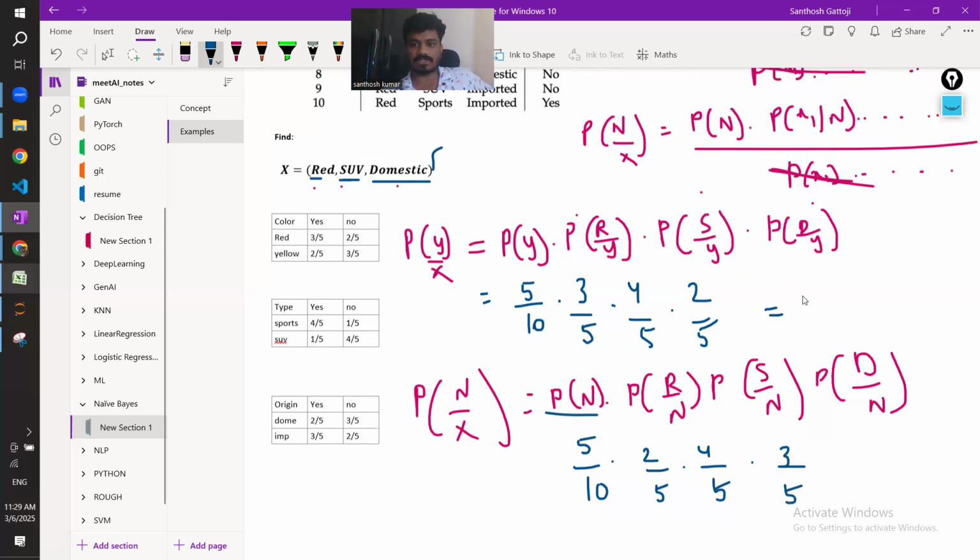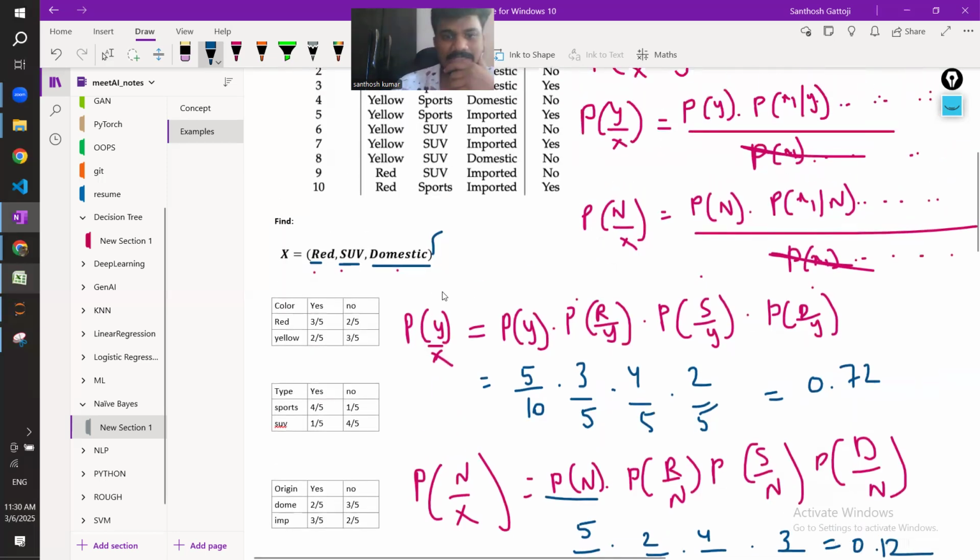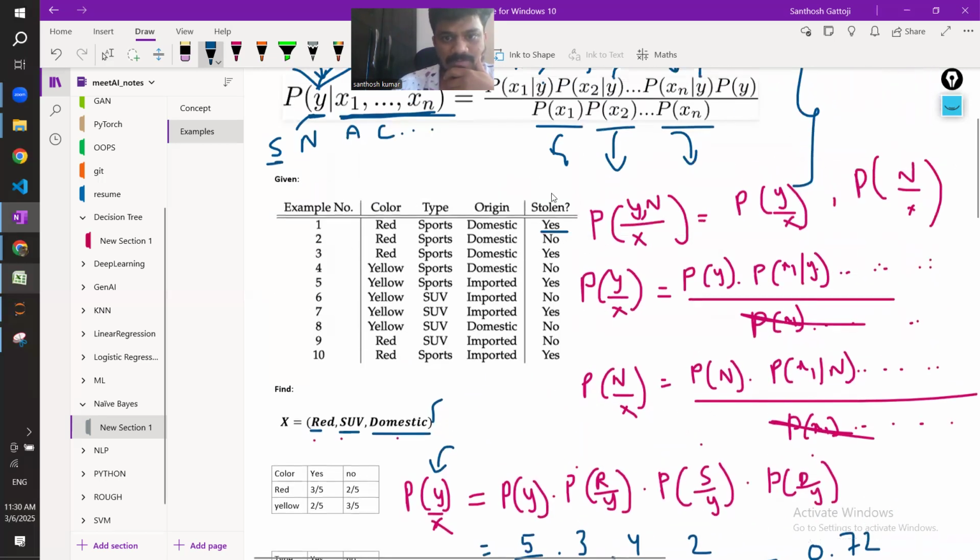For example, I'm just assuming this is like 0.72. And this is, I don't know, 0.12. Example. So now because the probability of Y by X is greater, I will say this will belong to Y. Y is what? Yes, means stolen. So if the car is a red SUV domestic, there is a high probability that it is stolen. Okay. Clear? Yes, sir.